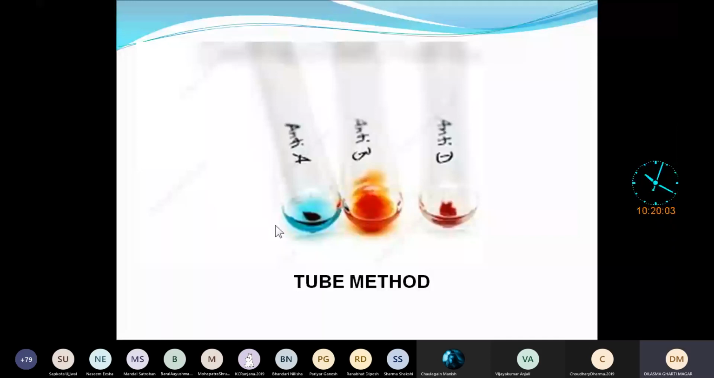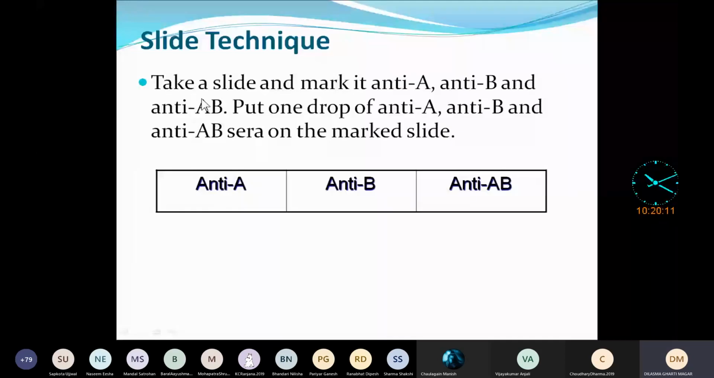So now we'll go to the slide technique. Take a slide and mark it as the anti-A, anti-B, and then the anti-AB. Understood here? Then put one drop of anti-A, anti-B, and then the anti-AB sera on the marked slide. So here now a slide is taken. Now here anti-A is written, anti-B is written, and then the anti-AB is written. This is clear?